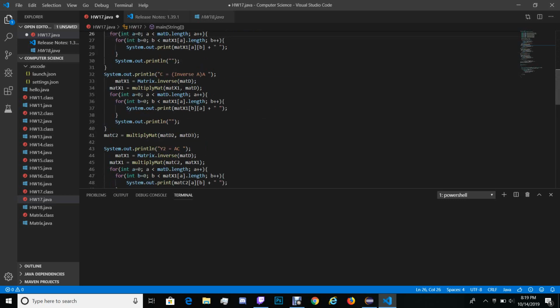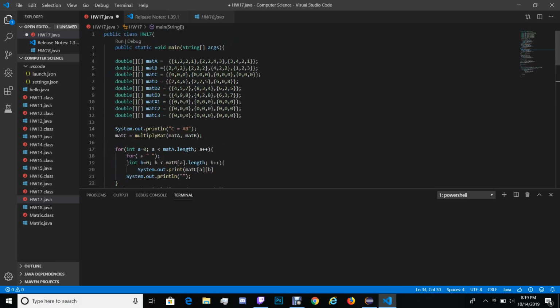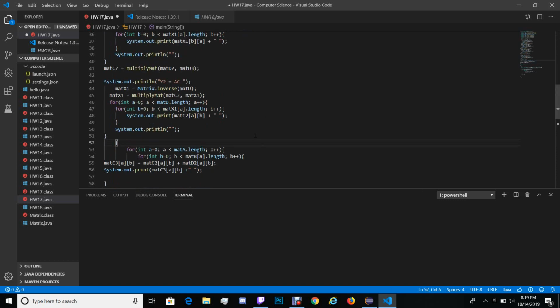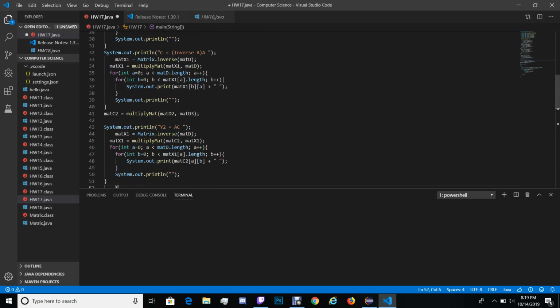This one's really similar to this one, except it's just in a different order, which can actually lead to doing a different thing. So here I have mat X1 equals multiply mat, and then it's X1 times mat D. So this one times mat D. And then, okay, so we're here, and then we're setting the values equal, and it's going to print it out again, basically saying that it's going to print this out plus that answer.